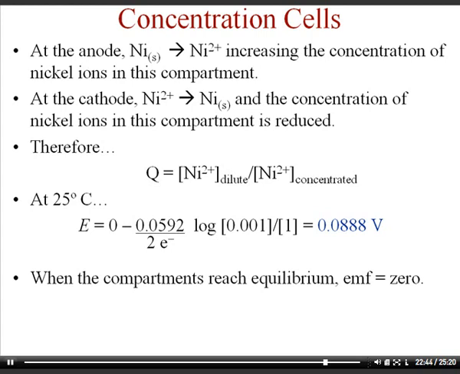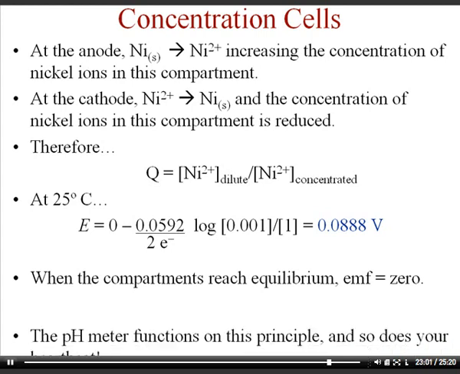So anyway, the point is that when you use a concentration cell, please make sure you plug in 0 for E naught. It's always 0 for E naught in a concentration cell. And the only thing that's going to affect the voltage is the concentration of the two compartments. Now when the compartment reaches equilibrium, the EMF is equal to 0.